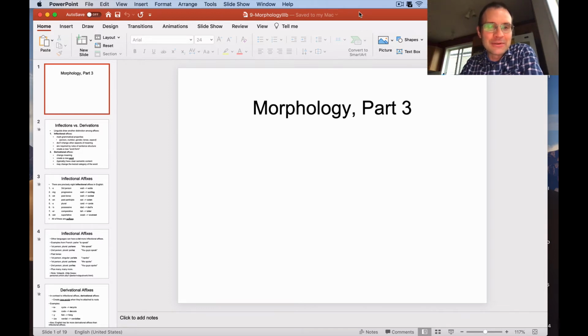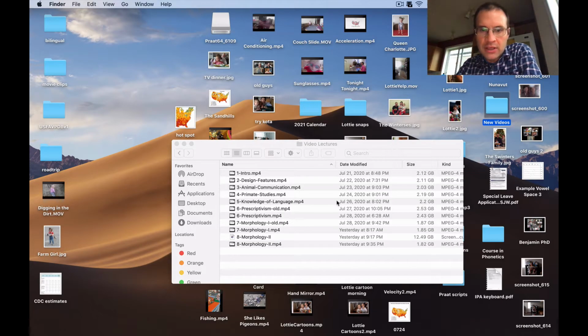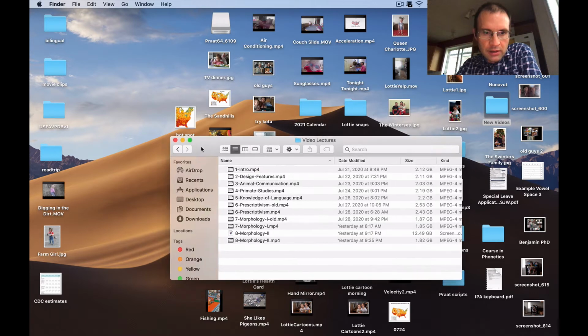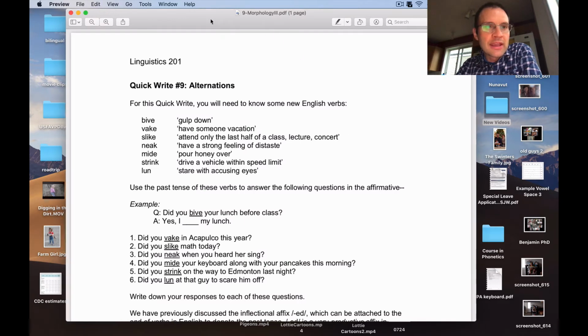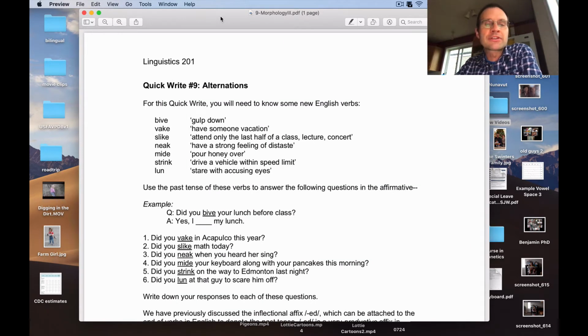Before we get into this lecture, which is basically about different kinds of affixes that we can attach to words in complex morphological tree structures, I want to let you know that there is a quick write for this particular lecture. This one's on alternation, so we're not going to talk about the results of this one today, but it will become relevant for what we talk about in the next lecture, which will be the last lecture on morphology. So I guess we can look forward to that.